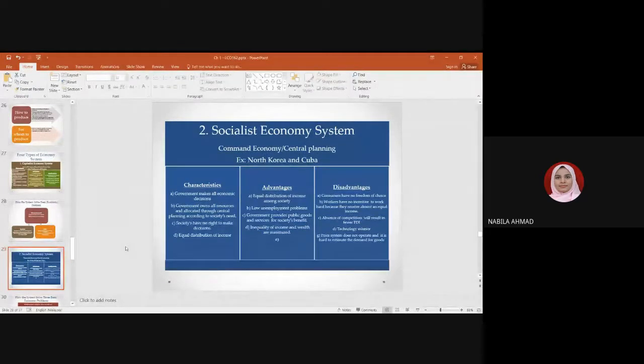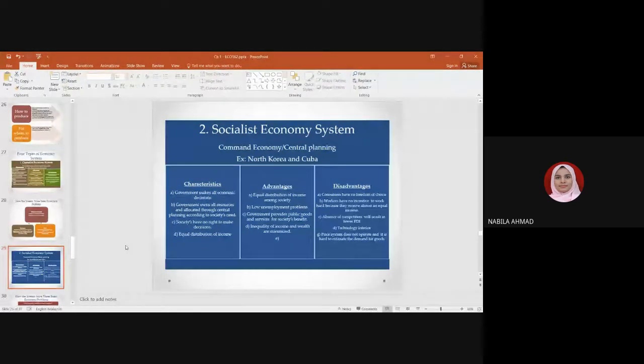So apa kebaikan? Kebaikannya equal distribution of income among society sebab government yang tentukan berapa gaji, apakah jenis pekerjaan yang ada, cuma government tentukan. So equal distribution of income. Low unemployment problems, berlaku kurang masalah pengangguran. Government will provide public goods and services and inequality of income and wealth are minimized. Jurang perbezaan antara miskin dan juga kaya akan berkurangan lah.